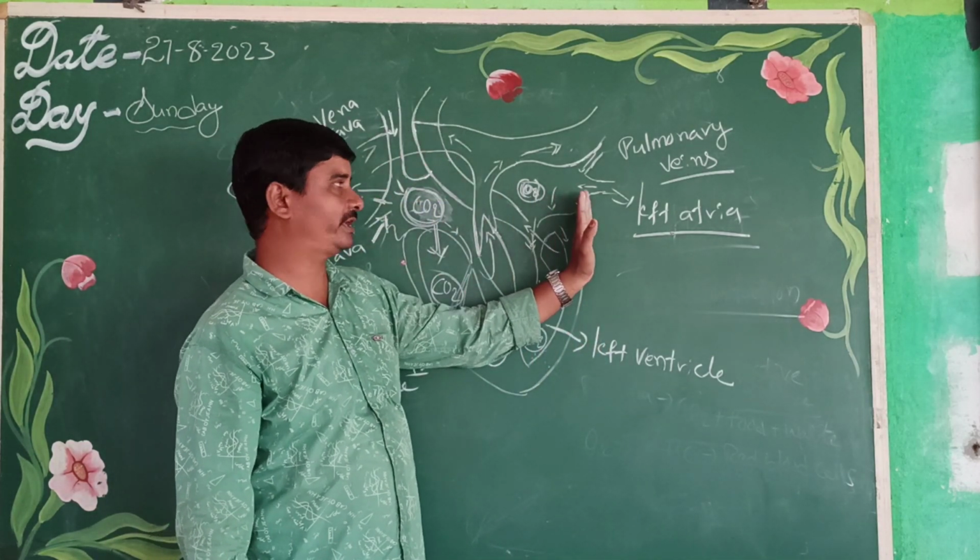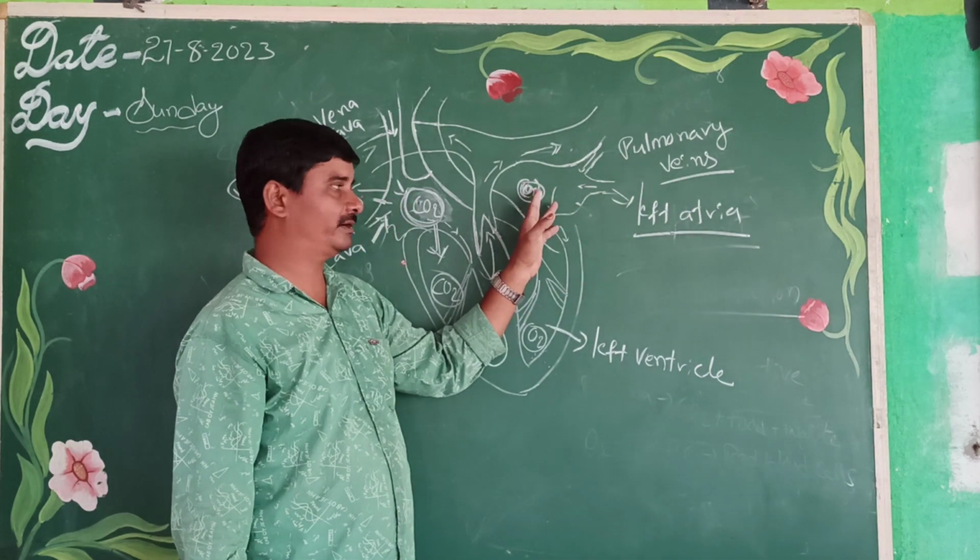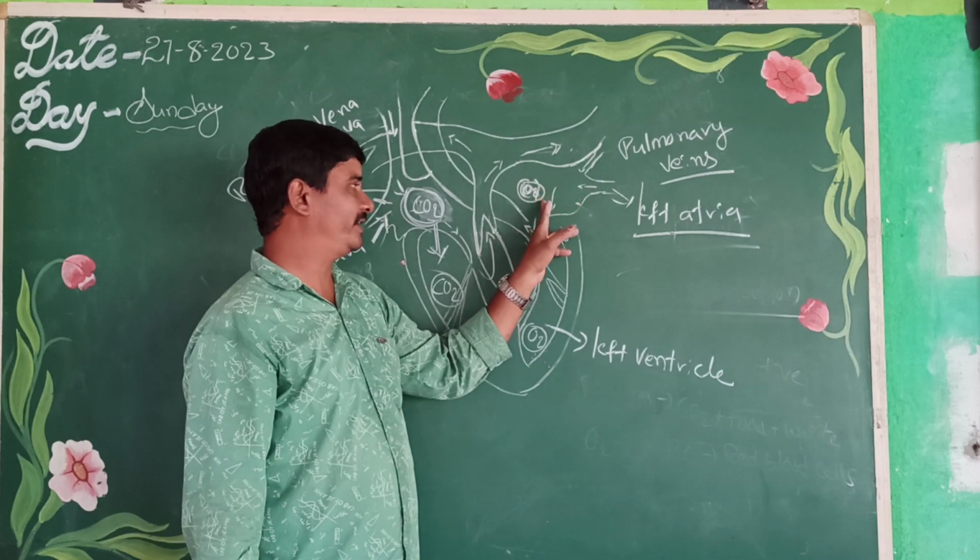Now see, go to the left side. Children, here the pulmonary veins already bring oxygenated blood from the lungs to your left atrium.